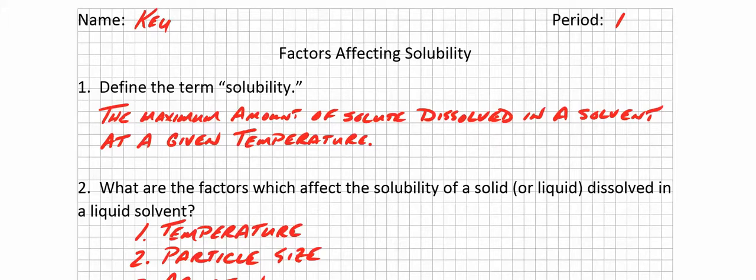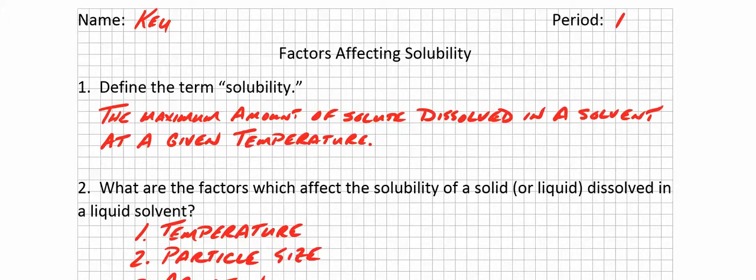You are not going to need a calculator or a periodic table or even a solubility chart, so let's go ahead and get started. We're going to start with a fairly simple question. We want to define the term solubility. What do we mean by solubility? It's the maximum amount of solute dissolved in a solvent at a given temperature.